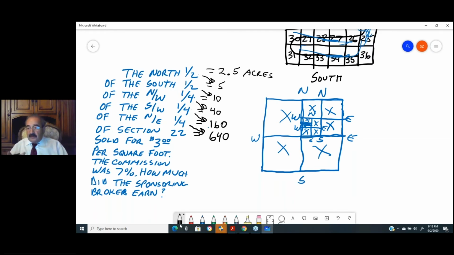You got to understand, right? Some of you got this already. You always start off with 640, and you have to divide by either 4 or 2. That's all you have to do.